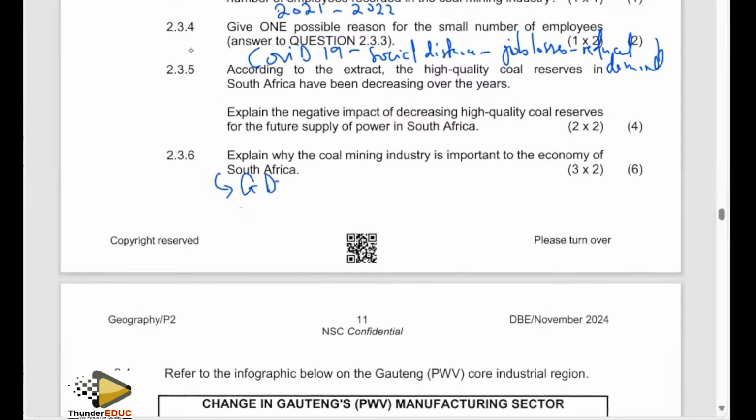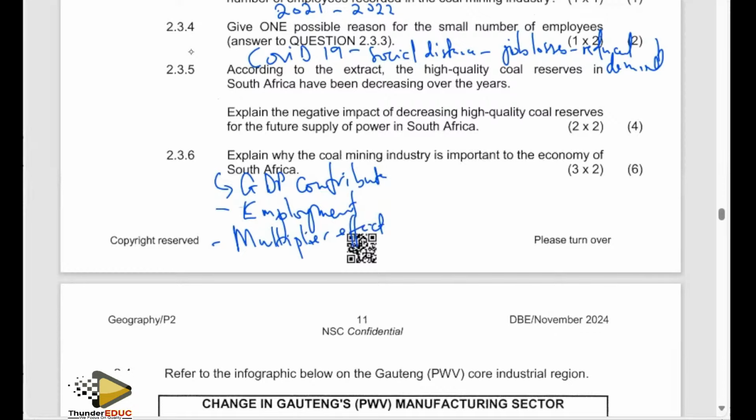You can talk of GDP contribution. Coal mining contributes towards the GDP of South Africa. Or we can talk of employment creation for the economy of South Africa. So many people are employed in the mining sector and in the related industries. Or we can talk of the multiplier effect brought by coal mining. It's going to stimulate the development of other related industries, which will boost the economy of South Africa.